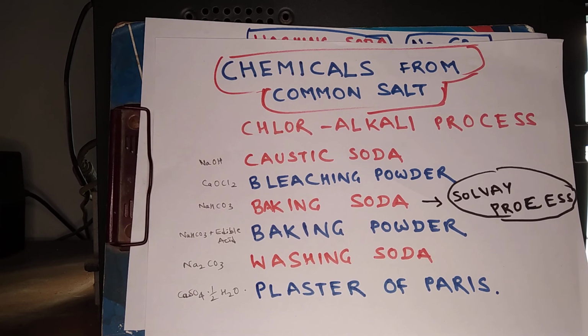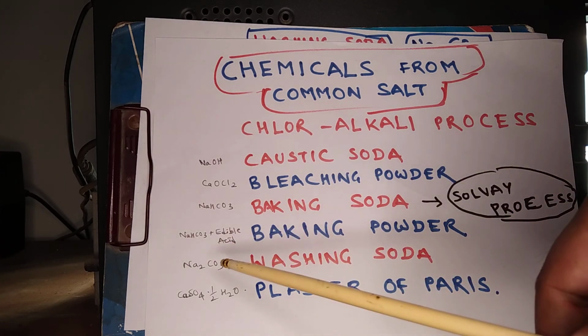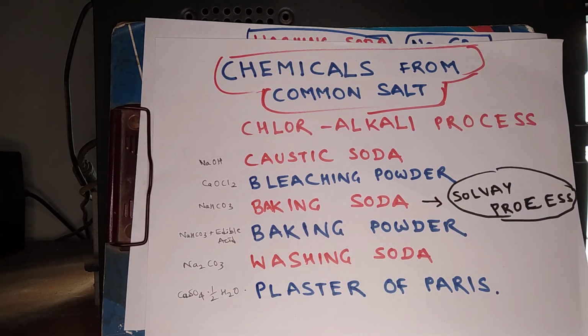There can be some confusion in many of you regarding what is caustic soda, what is baking soda, and what is washing soda. So all of them are soda, but they have different chemical formulae. So caustic soda is NaOH, baking soda is NaHCO3, that is sodium bicarbonate, and washing soda is Na2CO3, that is sodium carbonate. So you will have to remember it.